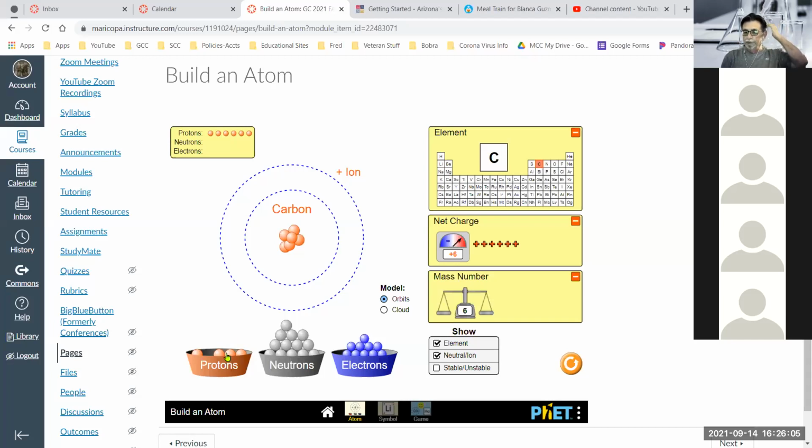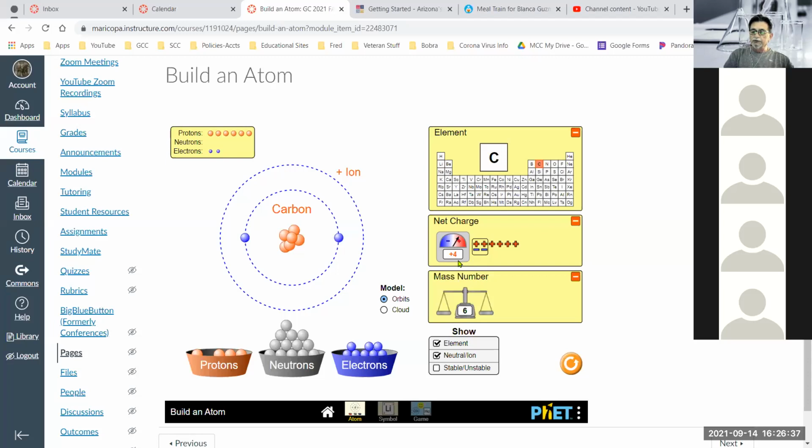All right, so now I got carbon. I got a net charge of +6. So I know the atomic number for carbon is 6. It means I got 6 protons. I must add 6 electrons. So I grab an electron, bring it on the outside energy level, and it goes into the inside level. Bring another electron, hey, it goes there too. It goes into the innermost energy level.